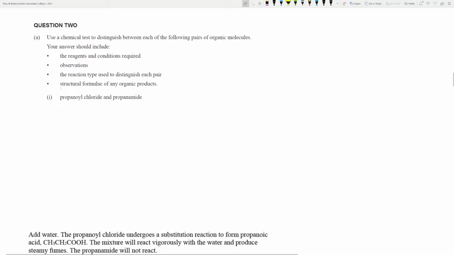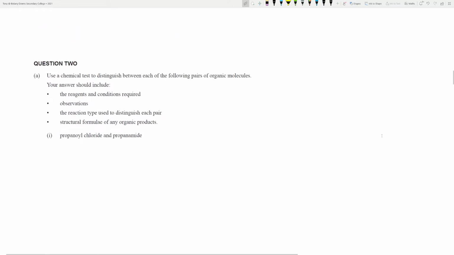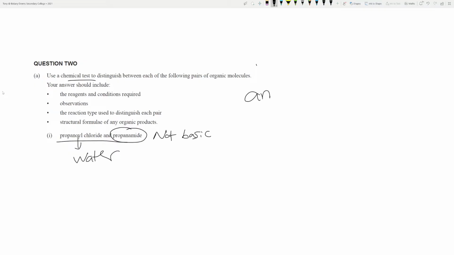Okie dokie. Number 2. So what are we doing here? Use a chemical test to distinguish propanoyl chloride. So straight away, when you see acid chloride, just add water. This is the easiest one. And by the way, propanamide is not basic. It's so weakly basic, which just says neutral. So don't go for litmus paper. Only amines are alkaline. And don't think acid chloride is an acid. They only become acidic once they react with water.